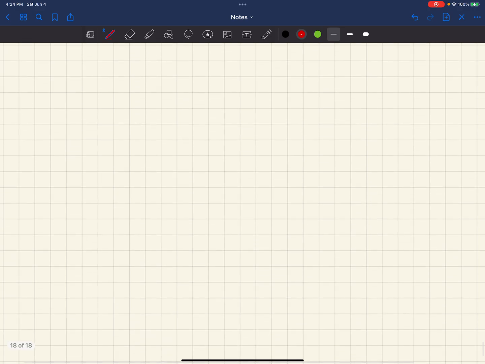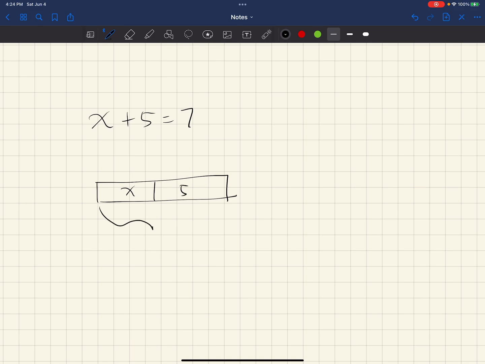Let's just do another one here. So I got x plus 5 is equal to 7. On the tape diagram, I'm going to put x and 5. And this entire thing is equal to 7. Well, what must x be? Okay, if I try 1 here, 1 plus 5 doesn't equal 7. 2 plus 5 is in fact equal to 7. So x must equal 2.